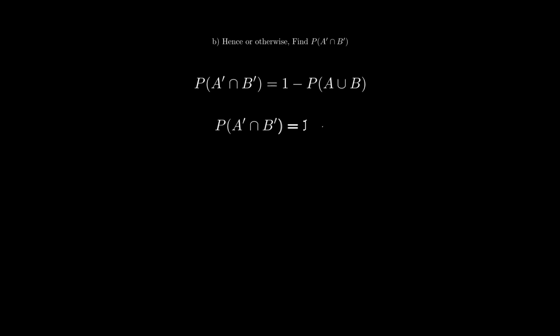For part B, we have to, hence or otherwise, find the probability of neither A nor B happening. And as we saw in the example, this was quite straightforward, as it was just the remainder of the people. So the probability of neither A nor B happening is 1 minus the probability of A or B happening. So in this case, it's 1 minus 0.8, which is simply equal to 0.2.